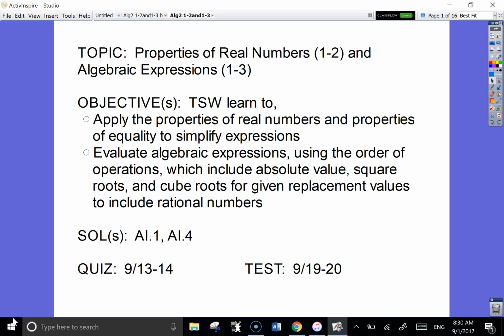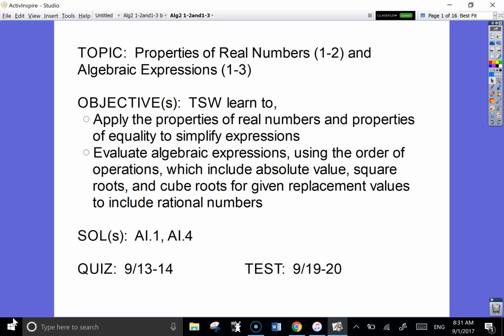So first, we in Hampton City Schools think that you need a little bit of a review of algebra skills before we press on with the new Algebra 2 skills. And today we're going to cover properties of real numbers and algebraic expressions, which are sections 1.2 and 1.3 in your book. As you can see by the SOLs covered, they are actually both Algebra 1 skills.